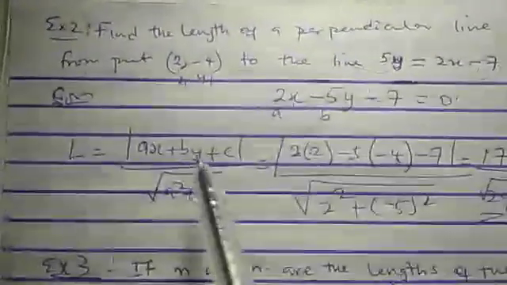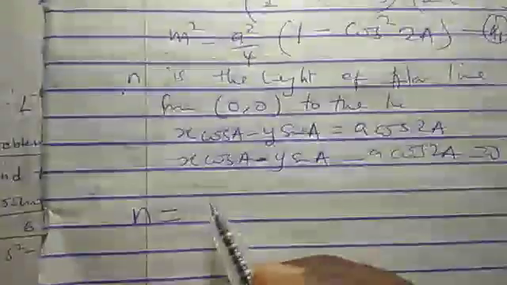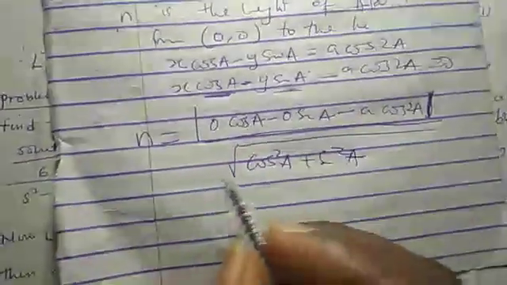Now, what is our n? I will use this formula: the absolute value of ax plus by plus c, over the square root of a square plus b square. In this case, our x and y are 0. Our answer is the absolute value of 0 cos a minus 0 sin a minus a cos 2a, over the square root of the coefficients of x and y, cos square a plus sin square a. Don't forget that this one is 1.